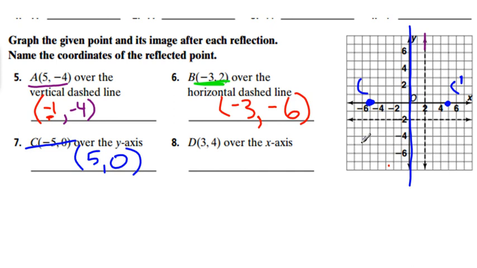Alright, and point D, this would be at 3, 4. And we're going across the x-axis. So since this is 4 away from the x-axis, we know it's got to be 4 below on this side. Which means D prime will be at, what am I saying? 3, -4.